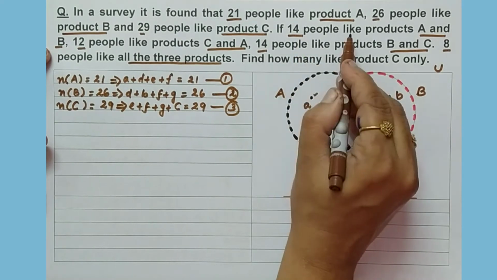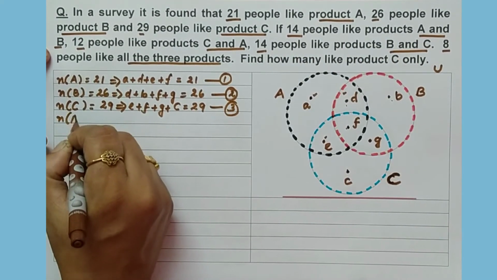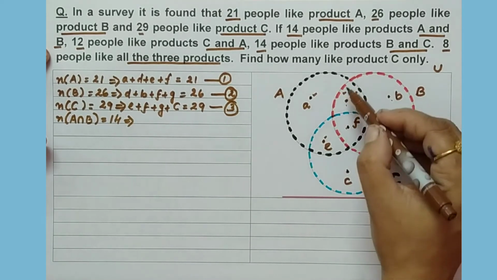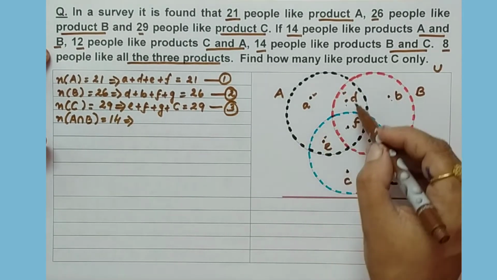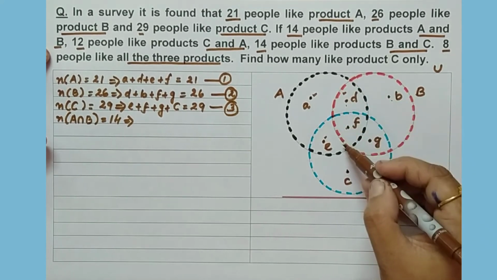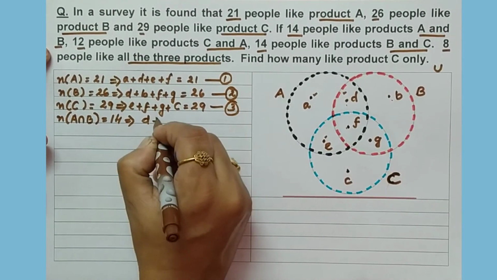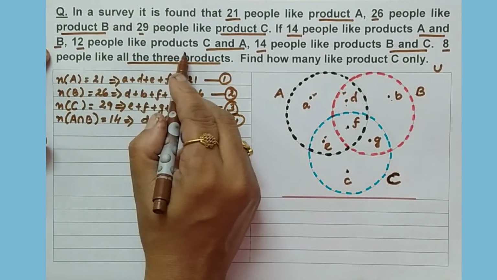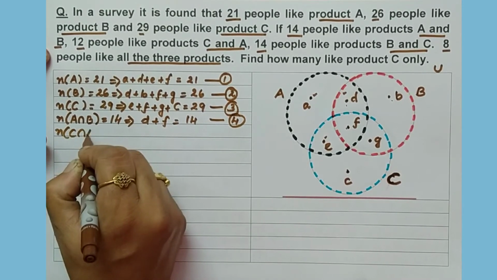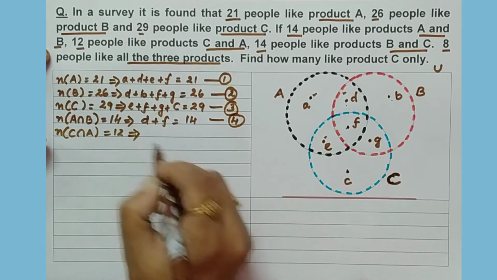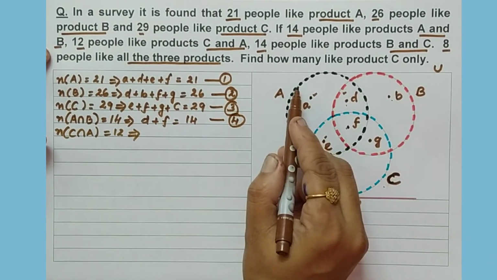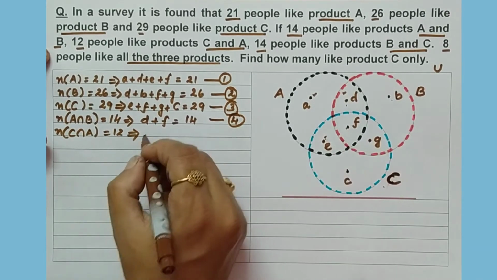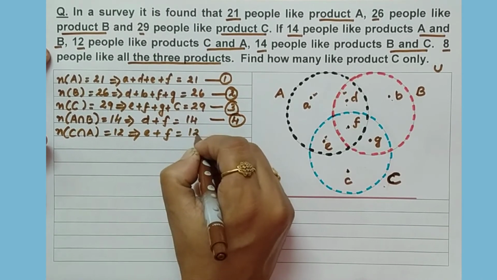Come to the next statement. 14 people like products A and B. A and B means intersection. A intersection B equal to 14. Look at the area for A and B. Area for A and B means the elements enclosed between the black circle as well as the red circle. Which are the elements? D plus F. D plus F equal to 14. Mark it as equation number 4. 12 people like products C and A. C intersection A equal to 12. Which is the blue circle, A the black circle. Which are the elements enclosed in the blue and the black circles? E and F are the elements enclosed in the blue and black circle. So E plus F is given to us as 12. Equation number 5.